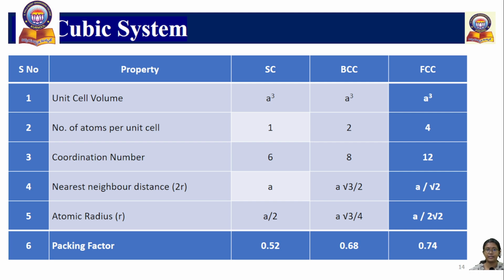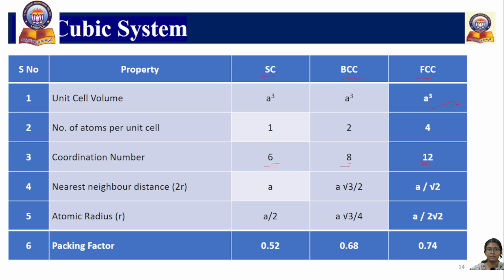So this is the table of comparison for the 3 cubic systems we have discussed: simple cubic, body-centered cubic and face-centered cubic. In all the cases, unit cell volume is A cube. Effective number of lattice points 1, 2, 4. Then coordination number: simple cubic only 6, up, down, left, right, front, back. Body-centered cubic 8. How is it 8? Because every body-centered atom is touching the nearby 8 corners. Face-centered cubic 12. It was a little bit tricky. You have to see the diagram.